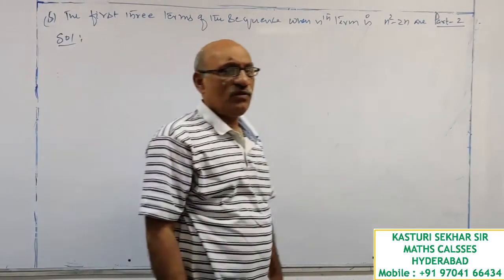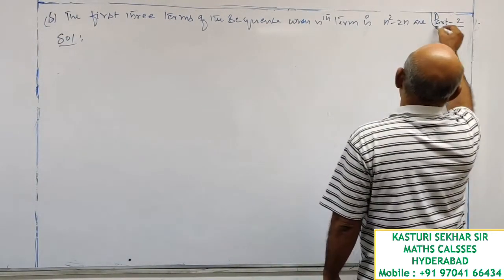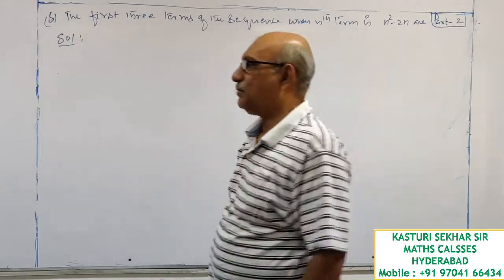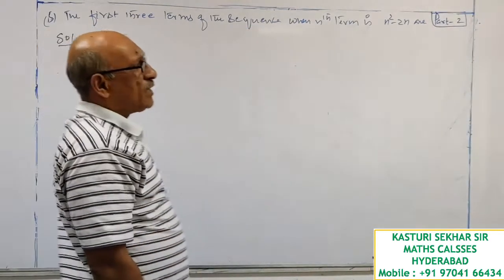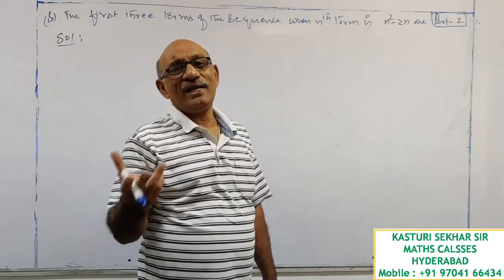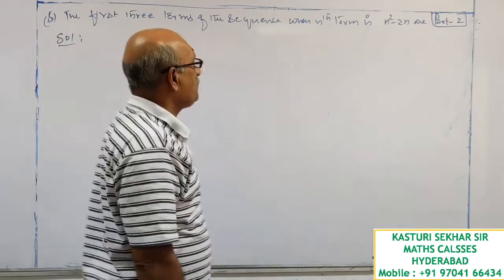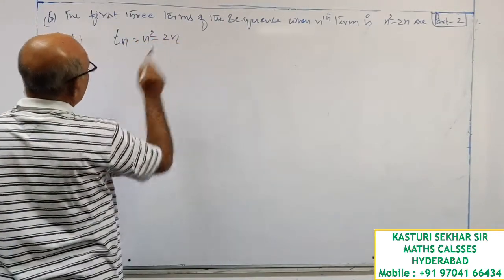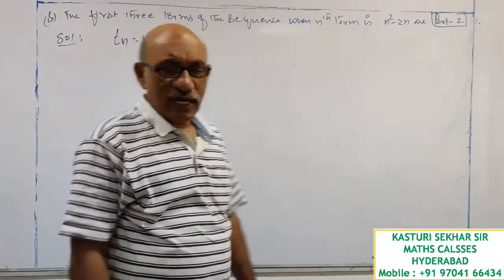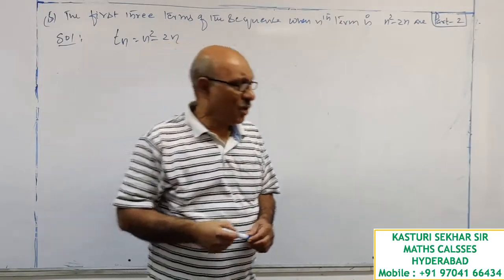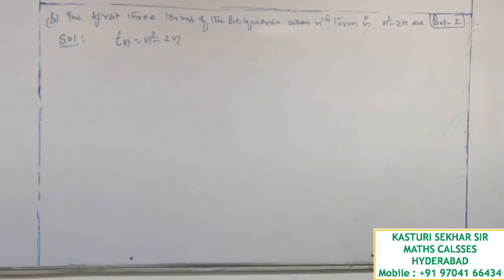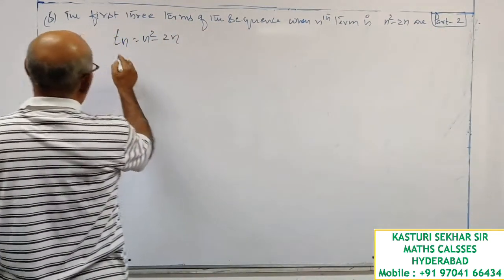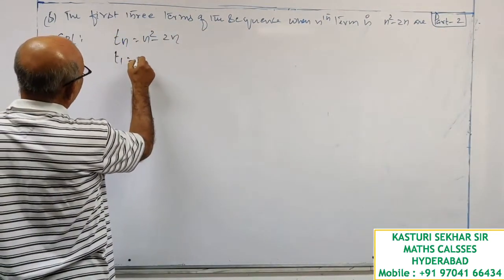When general term is given, how to find out the terms of the sequence. Number of terms in the sense you have to calculate the sequence. Okay, so what is given? Tn is equal to n square minus 2n. This way general term is given. What is the value of first term? So replace n is equal to 1.